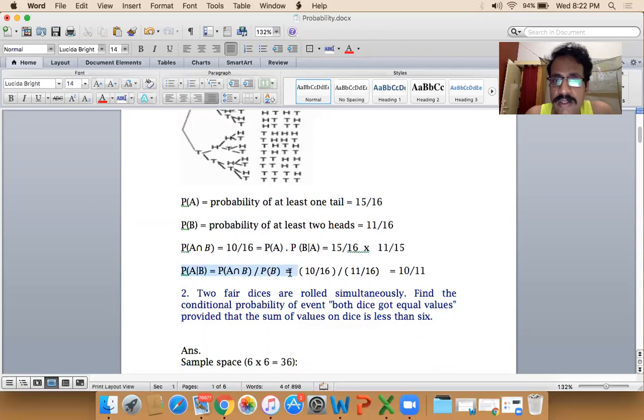Now you apply the Bayes theorem. Bayes theorem is as highlighted in the blue here. Probability of A given B is equal to probability of A intersection B divided by probability of B. So we have all the values with us, we plug them in and we get the answer 10 by 11.